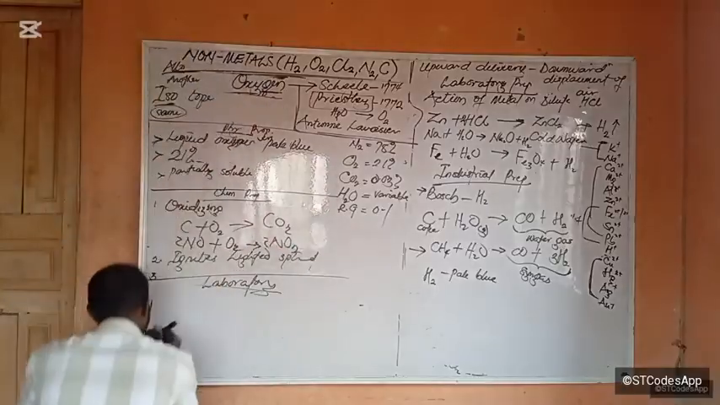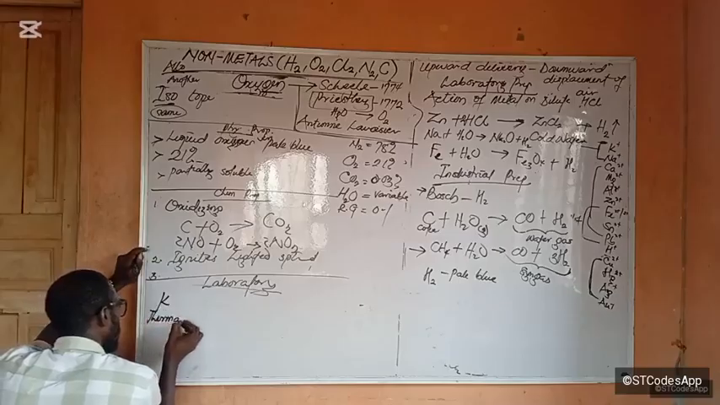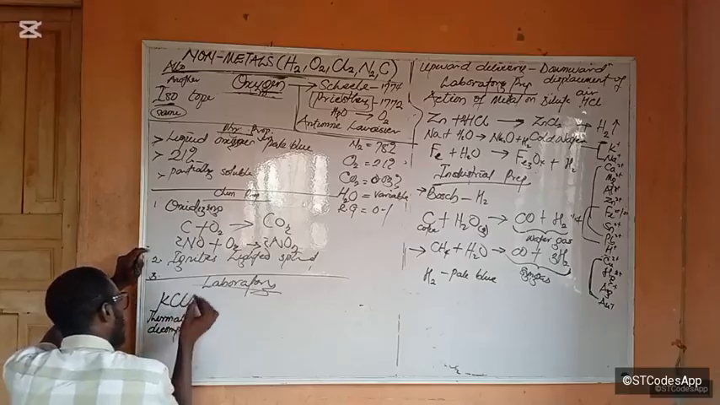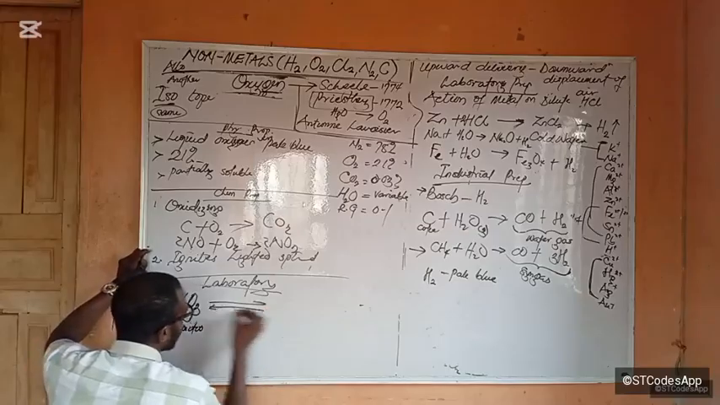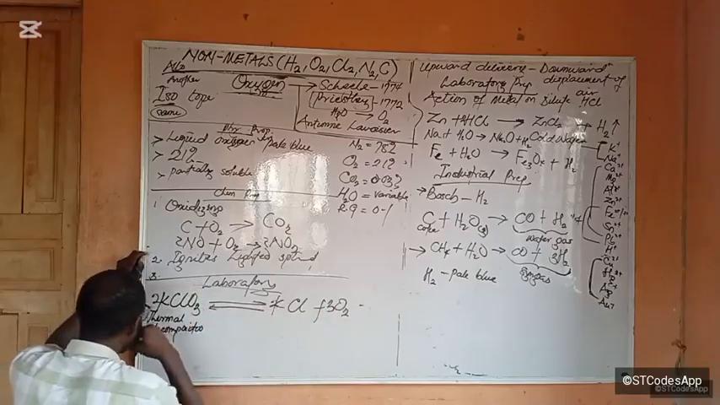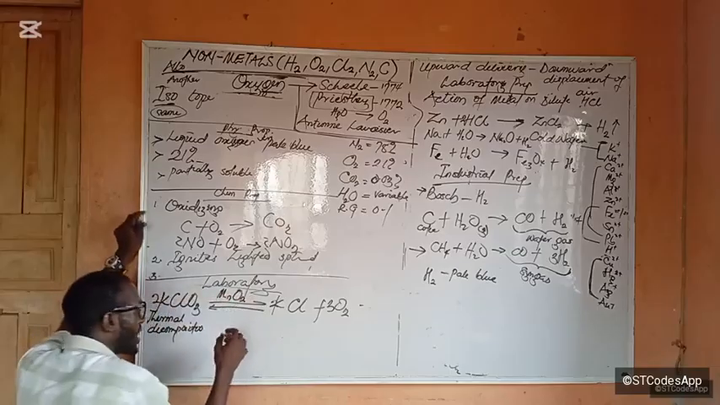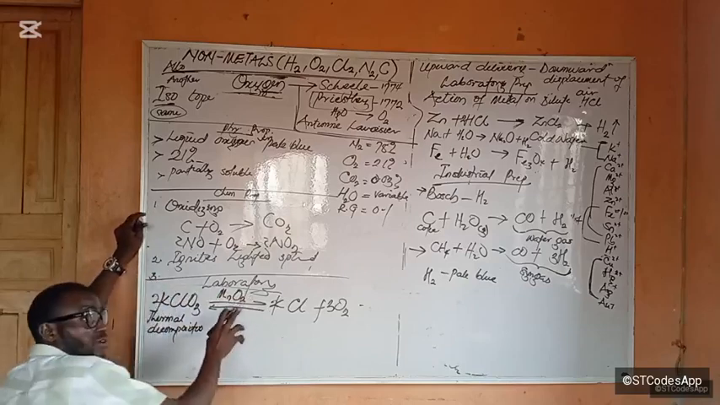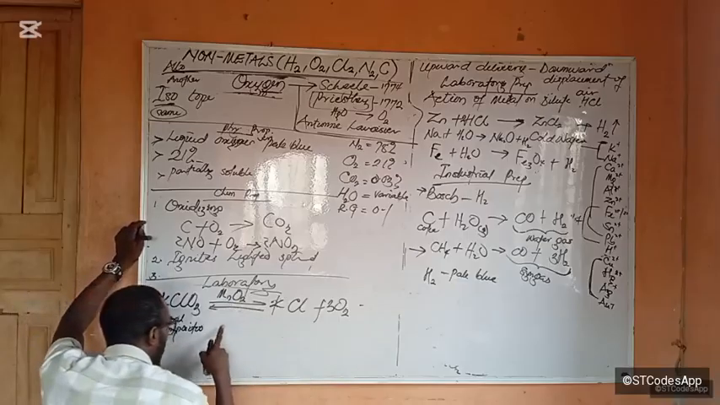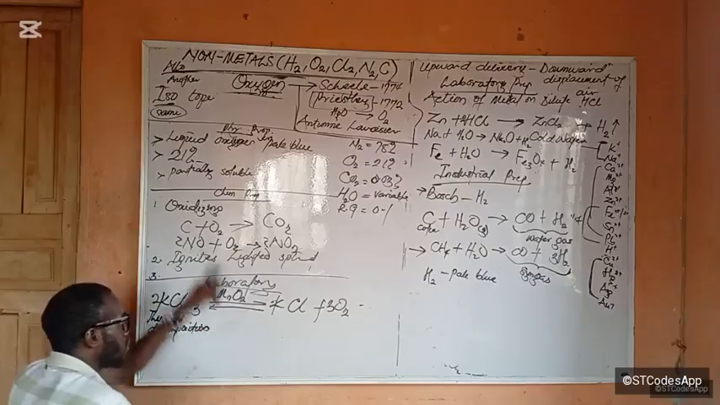Laboratory preparation. It is prepared by thermal decomposition. That is, we will heat up this particular salt, KClO3, and it will decompose to what? KCl and liberate oxygen gas. It happens in the presence of manganese dioxide, that is manganese 4 oxide. So thermal decomposition of this produces oxygen.